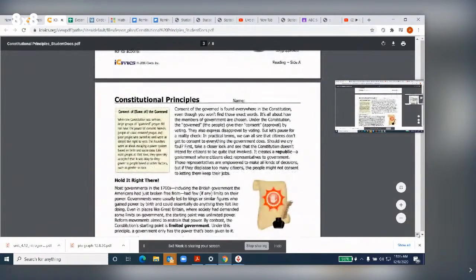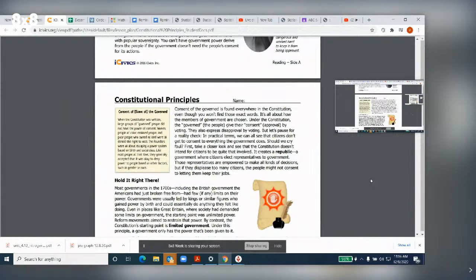So these are the Constitution principles. If you look in this box over here, when the Constitution was written, large groups of governed people did not have the power or consent. Women, people of color, enslaved people, and poor people who owned no land were denied the right to vote. The founders were all about escaping a power system based on birth and social class. Like most people at the time, they generally accepted that it was okay to deny power to these people based on factors such as gender or race. So our country slowly evolved where more people have gotten more power, and it's not completely equal.